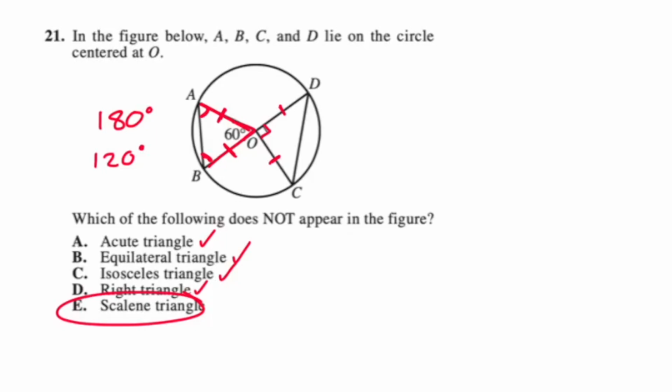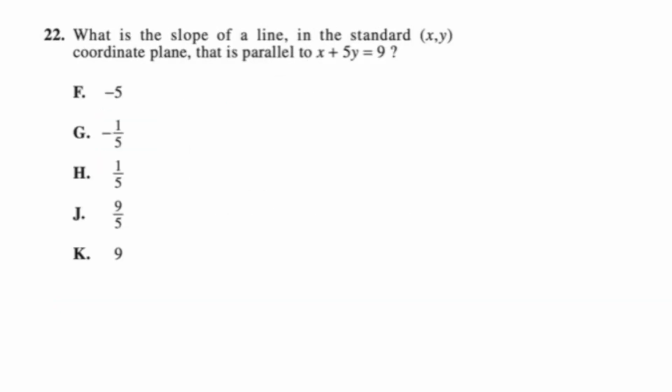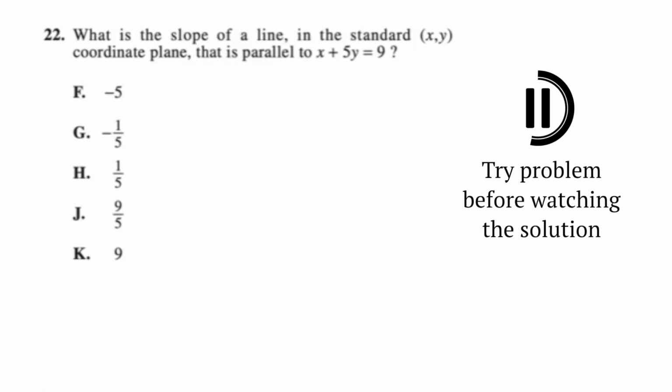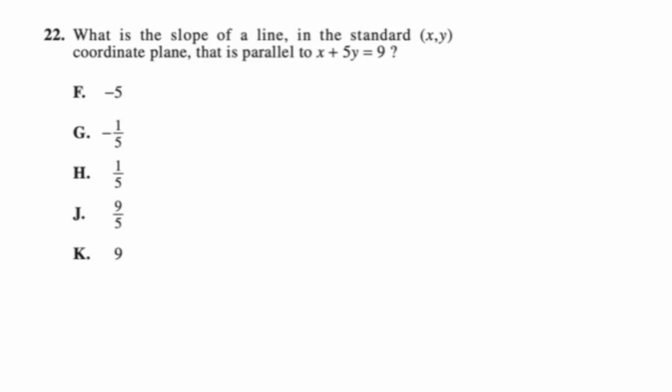Number 21 actually just falls under integrating essential skills. Number 22 says, what is the slope of a line in the standard xy coordinate plane that is parallel to x plus 5y equals 9? So if we're looking for a parallel line, that means it's going to have the same slope. So I just need to figure out what is the slope of this line.